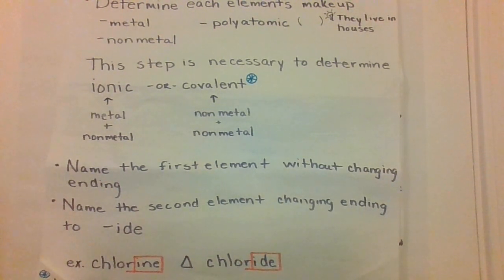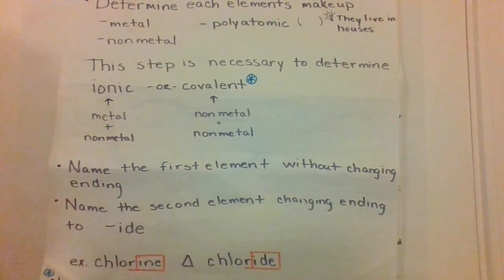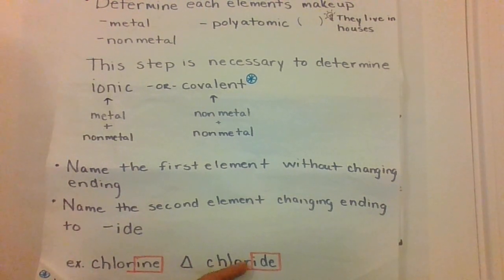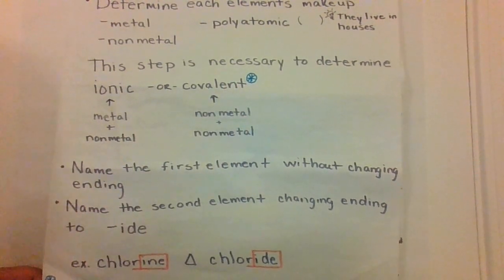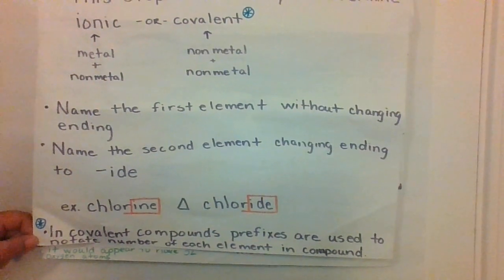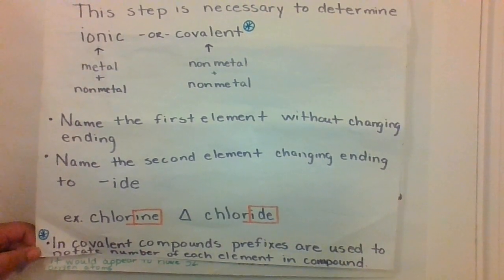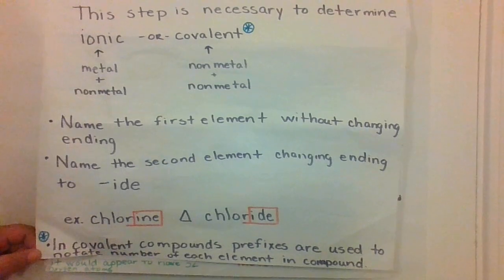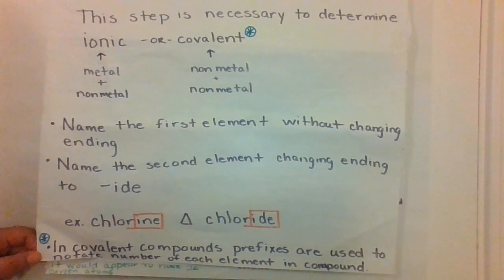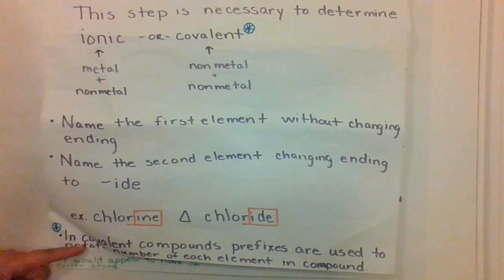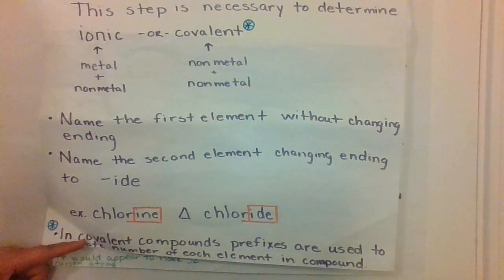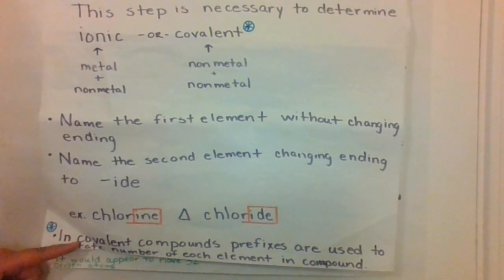So chlorine, as it appears on the periodic table, changes, which is what this triangle or delta sign means. It's going to now be chloride. And if you remember, we had this little asterisk here. Let's think about this note here. In covalent compounds, prefixes are used to notate the number of each element in a compound. So please beware that prefixes are used for covalent compounds.